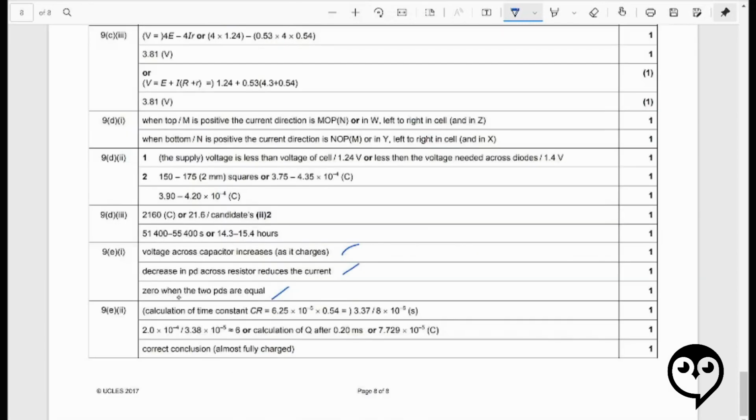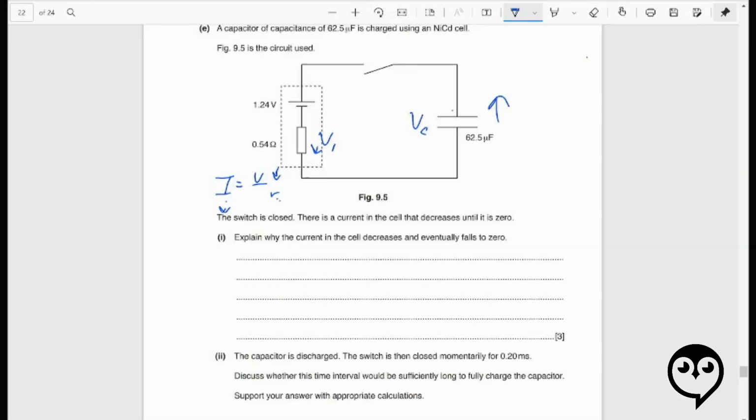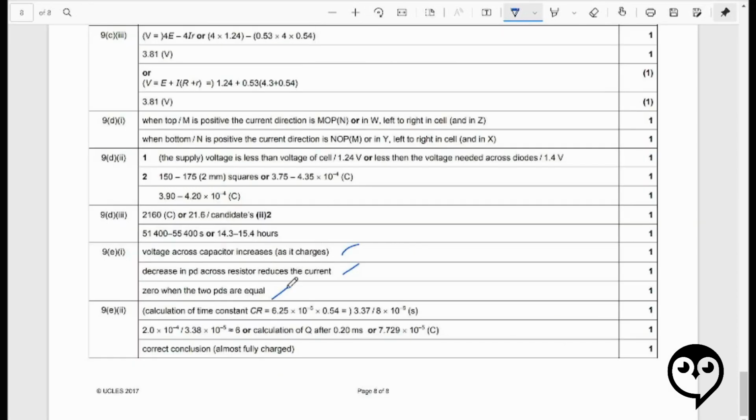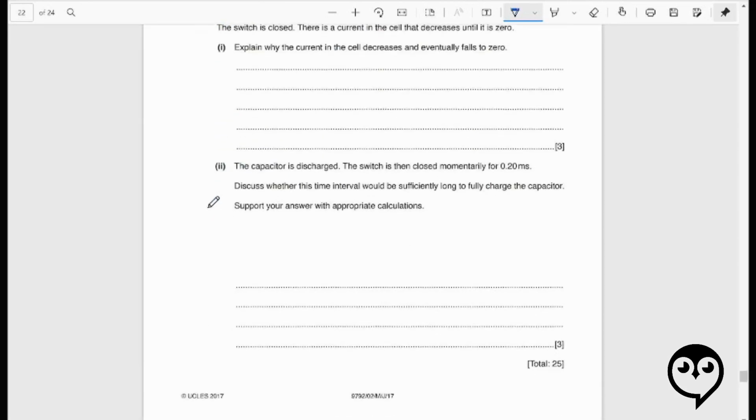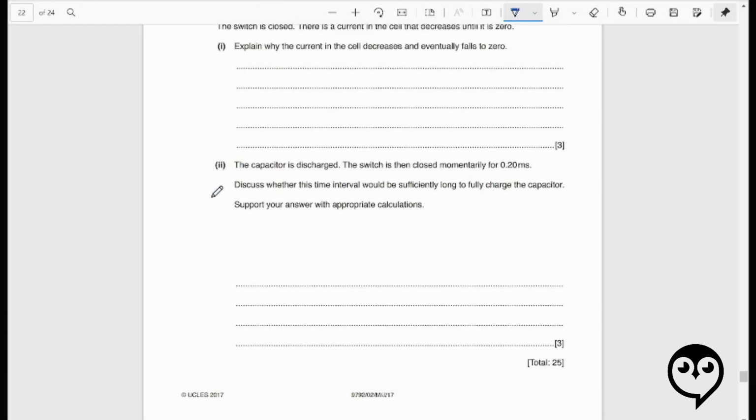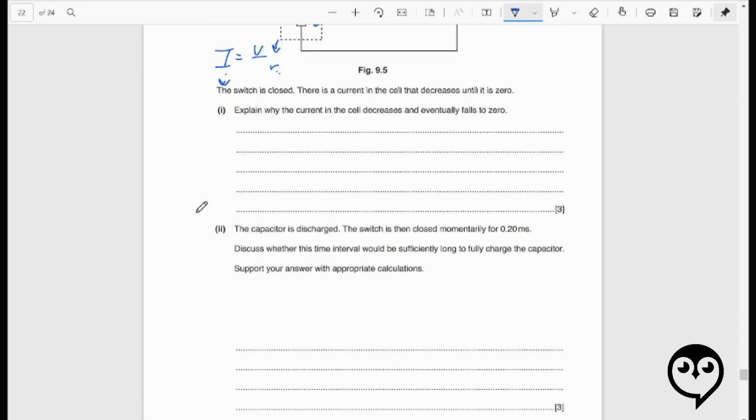Okay. So once the 2 potential differences are equal, there's no flow of charge. So you can look at it mathematically, or you can look at it in an explanation type way, which I think we've covered. But again, you want to practice to make sure you get the nuances of your respective exam boards. Let's go on to part II here. The capacitor is discharged. The switch is then closed momentarily for 0.2 milliseconds. Discuss whether this time interval would be sufficiently long to fully discharge the capacitor.